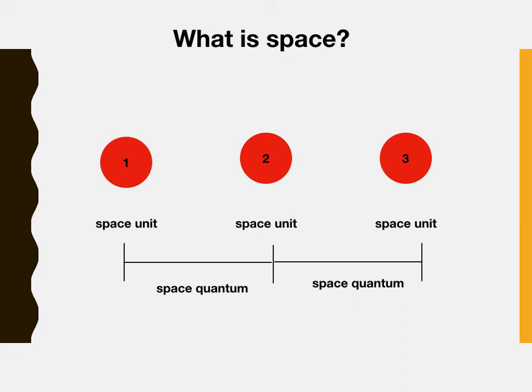Space units are purely functional. They don't have a macroscopic shape or size or dimension. So it doesn't matter whether we use bubbles or cubes to symbolize them. The distance between 2 space units is called a space quantum. A space quantum is a distance, so it can be measured or at least calculated.